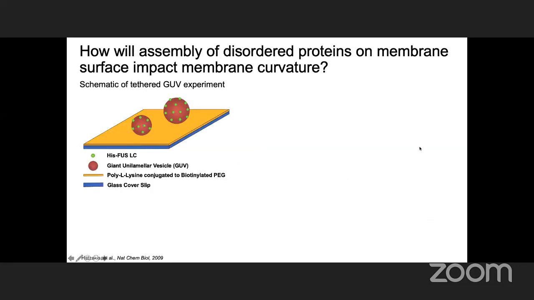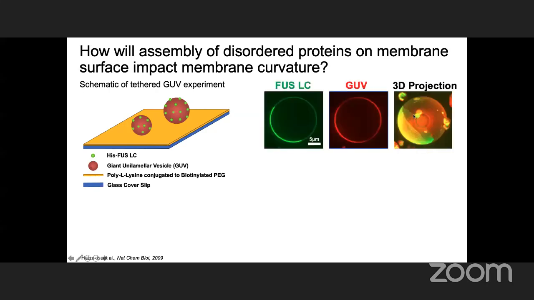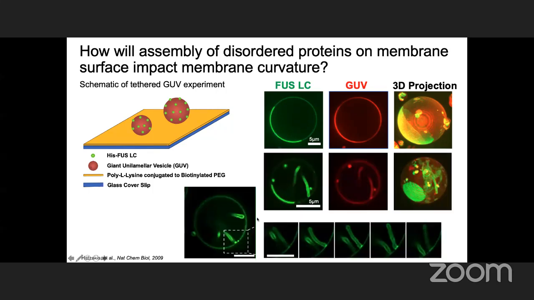So we made giant vesicles and tethered them to coverslips and added FUS LC. The FUS LC has a histidine tag that bound to nickel-NTA lipids in the membrane. Right away after adding the protein, we could see protein binding and phase separation on the 2D membrane surfaces. But before long, many of the phase separated regions began to deform, and we saw what appeared to be lipid tubules lined with protein going inward into the GUVs.